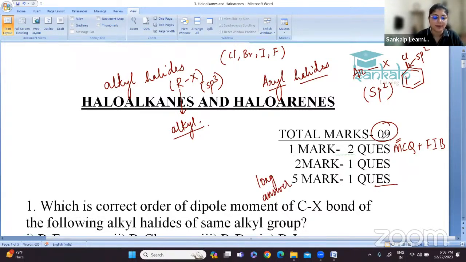So this is the exam pattern: 1 mark, 2 questions, 2 marks, 1 question, and one long question for 5 marks. You won't get a direct 5 mark question. It is further divided into 3 plus 2, so the maximum you get is a 3 plus 2 question. Fine, so this is the mark distribution pattern.